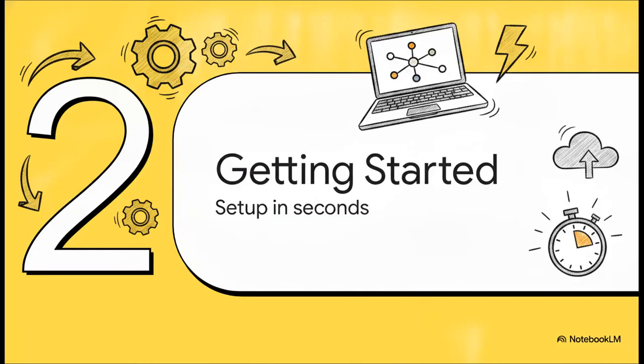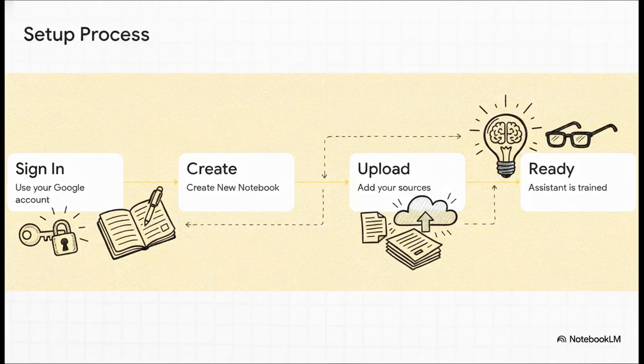Okay, Section 2, getting started with NotebookLM. We'll see how you can get set up in literally seconds. The onboarding is a completely seamless 4-step process. Seriously, it's incredibly fast. First, you just open up NotebookLM and sign in with your Google account. Second, click Create New Notebook. Third, upload your sources, say a super dense PDF. It processes that document in just a few seconds. And fourth, you are completely done. Your custom AI assistant is fully trained on your content and ready to go.